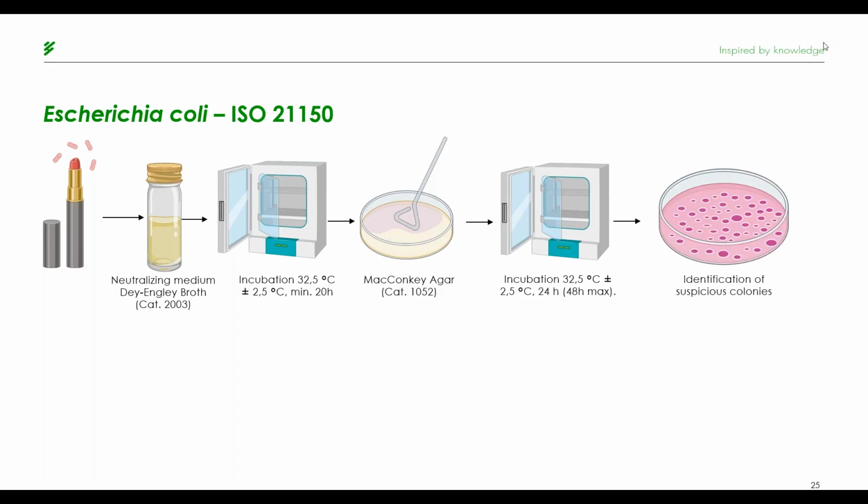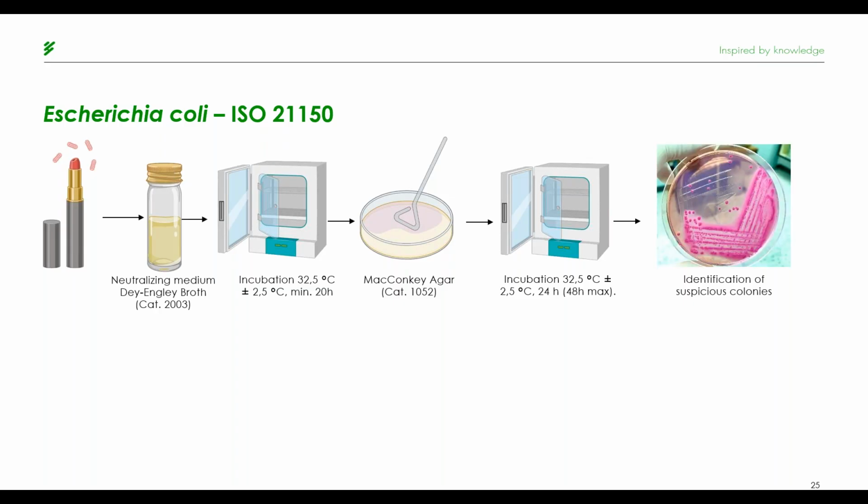And then we identify the suspicious colonies. In the case of E. coli in McConkey agar, the colonies will be a bright red color, and they will have a very characteristic halo around them. The halo is produced by the drop of the pH values around the colonies of E. coli, mainly due to the fermentation of lactose in the medium. Here in the picture, we can see the aspect of the colonies of E. coli in the McConkey agar plate.